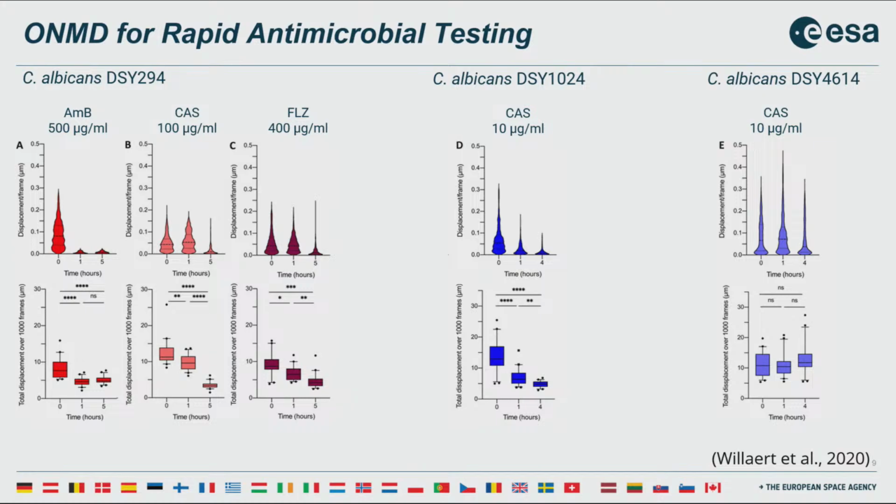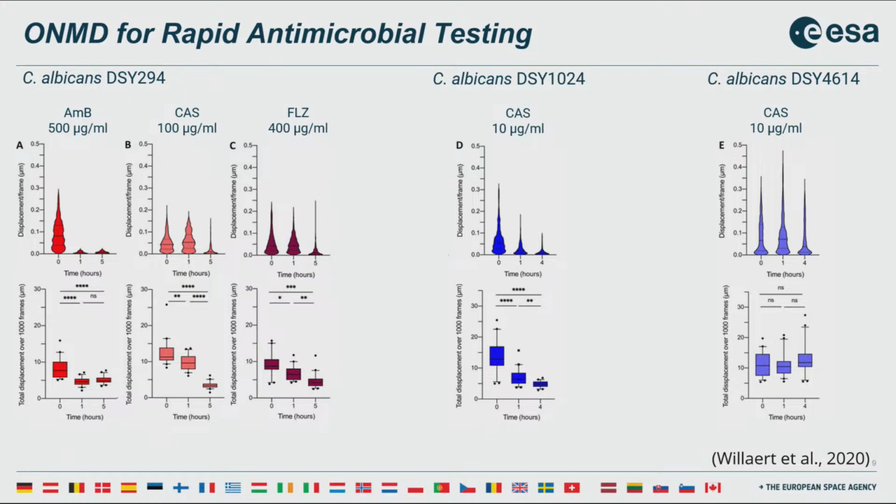Here we have DSY 1024 and 4614. One is caspofungin resistant, one is susceptible, and we can see the difference. With the resistant one, the nanomotion doesn't go down, whereas with the susceptible one, the nanomotion goes down.